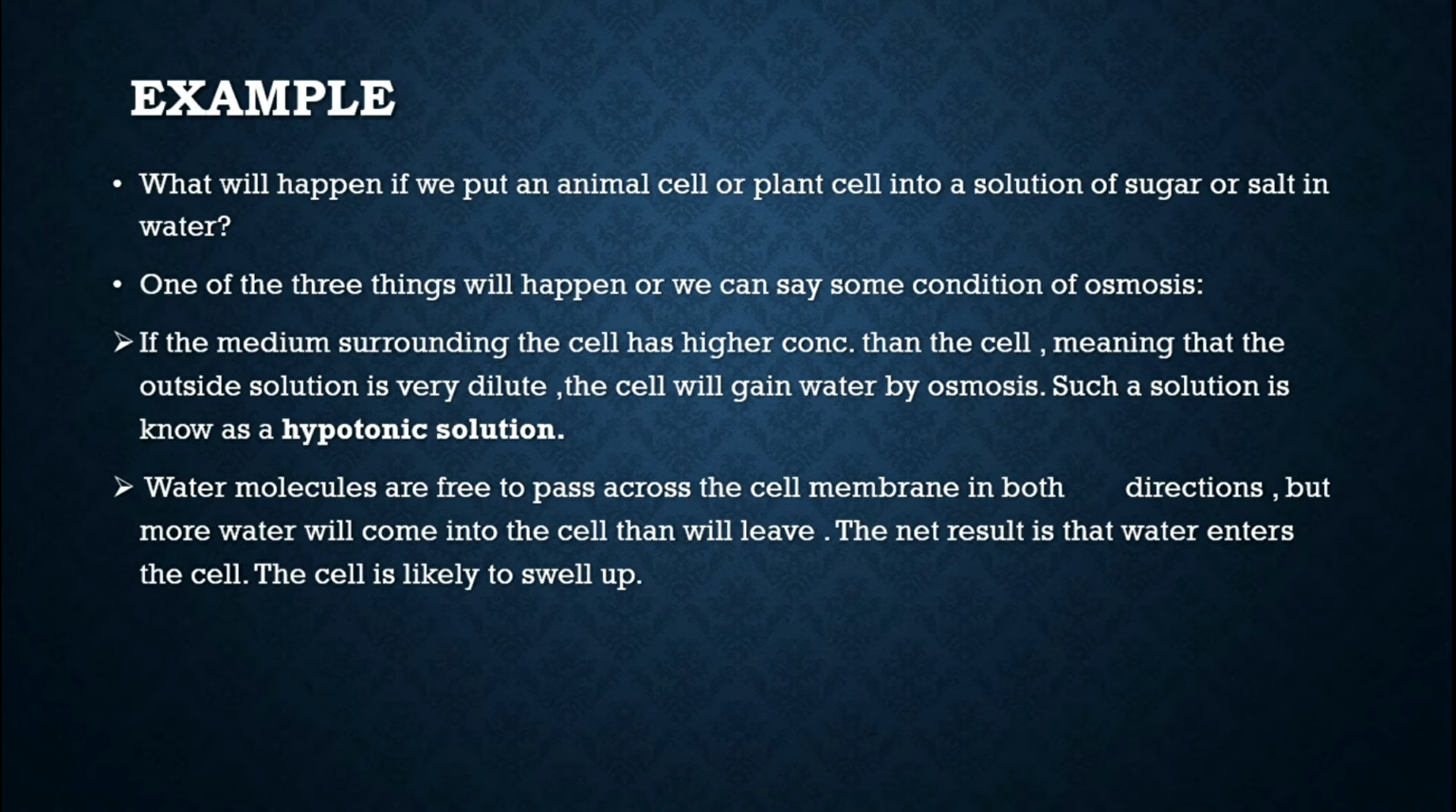So what is a hypotonic solution? The concentration of water is high outside the cell, meaning that the outside solution is very dilute. The cell will gain water through osmosis. As it gains a lot of water from its surroundings, it may burst. So it is known as a hypotonic solution.